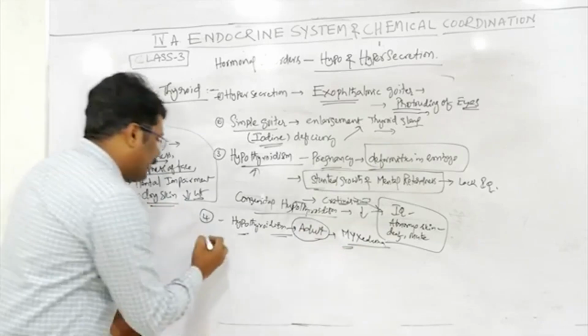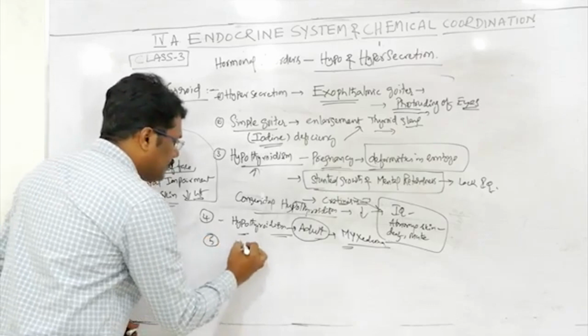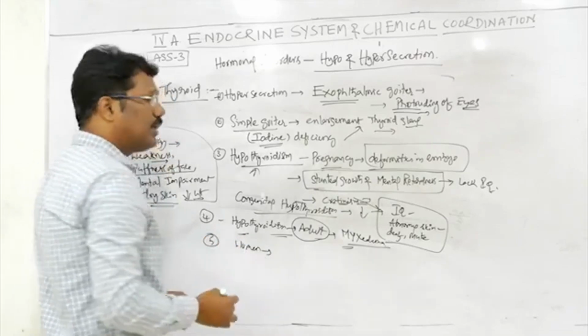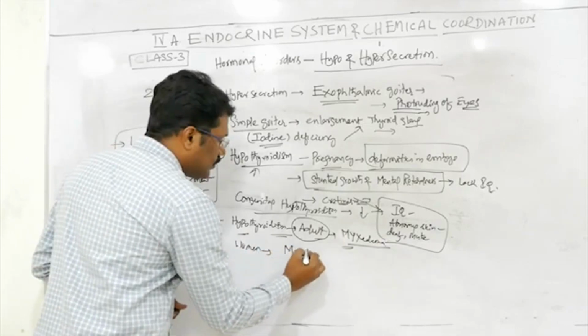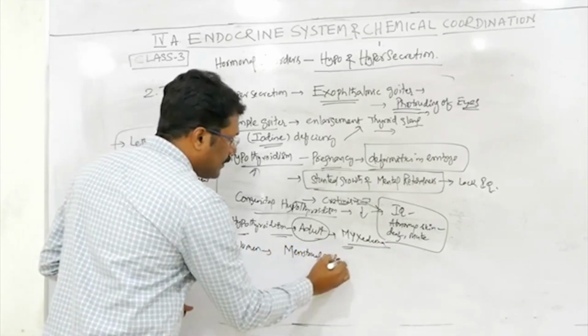And the fifth one is, in case of women, this hypothyroidism leads to irregular menstrual cycles. So the menstrual cycle is disturbed.